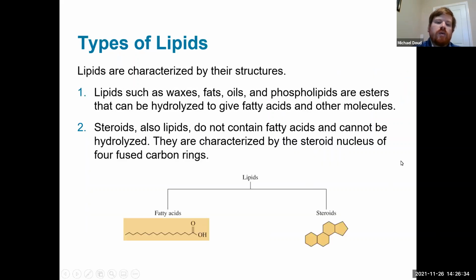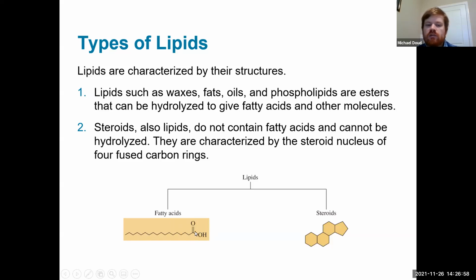Here we go. We mentioned already that we have two different types. We have fatty acid types of lipids, and these include waxes, fats, oils, and phospholipids. These all have ester bonds that basically give fatty acids. And you ask yourself, what's a fatty acid?